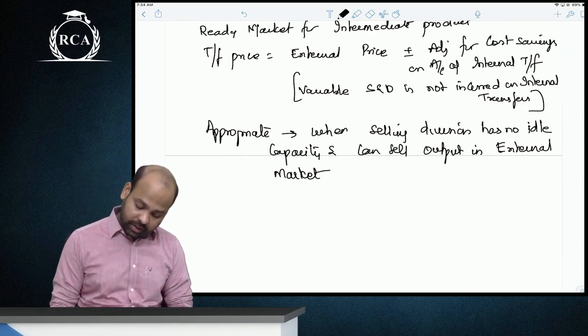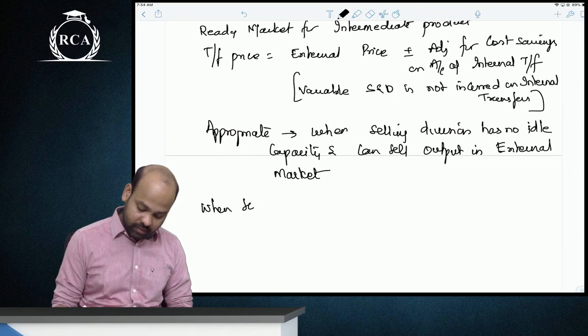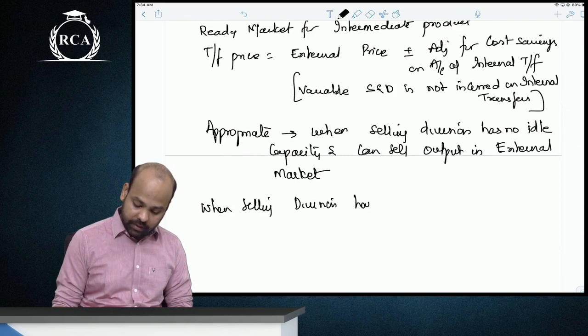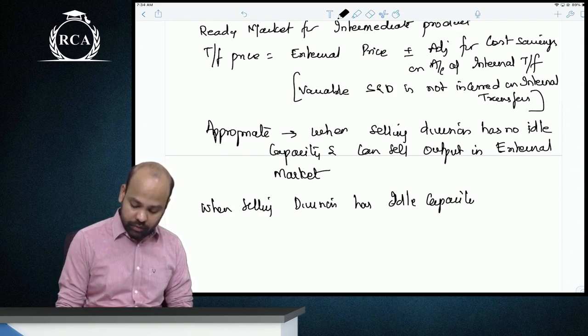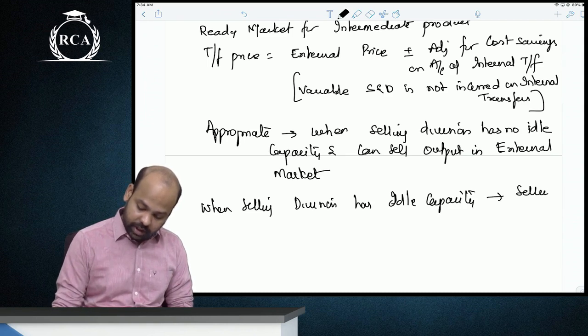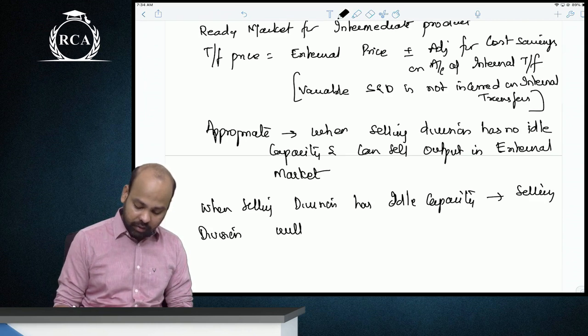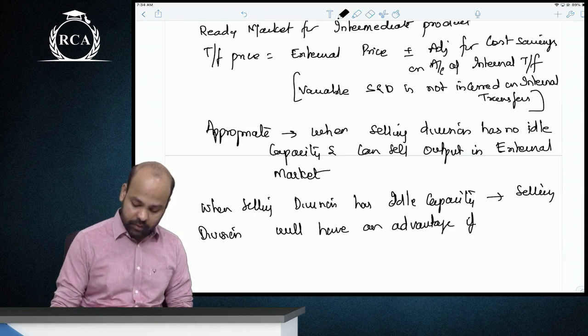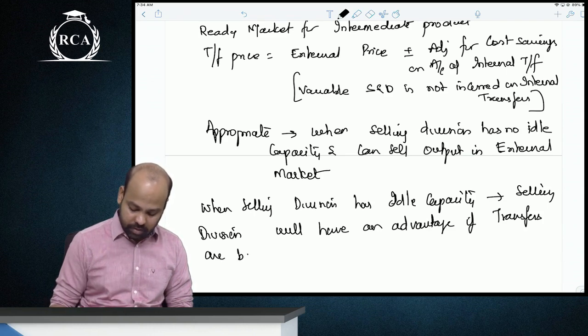Inappropriate is when the selling division has idle capacity. It would result in too much advantage. The selling division will have an advantage if transfers are based on market price. Understood, sir.